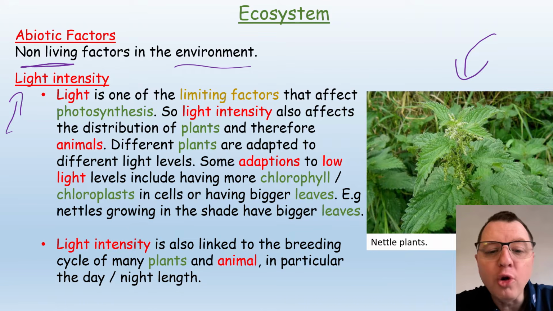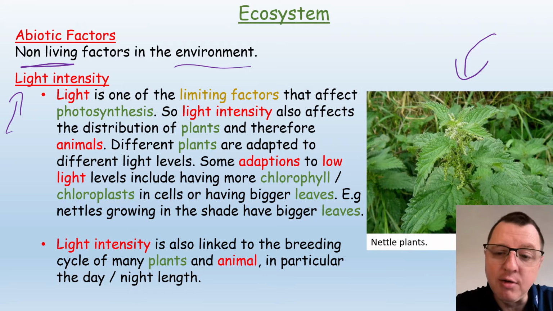Light intensity is also linked to the breeding cycle of many plants and animals. For example, the night or the day length will affect when a particular plant may flower, or when it produces its seeds, and that will therefore affect the animals that may well feed on the nectar in the flower or feed on the seeds. So light intensity will have a big effect on the plant density, where we find plants, the size of those plants, and therefore where we find all the animals and the rest of the food chain that relies upon those plants.